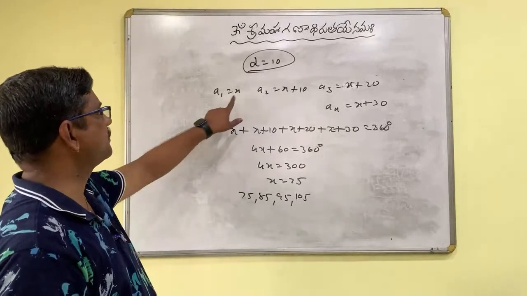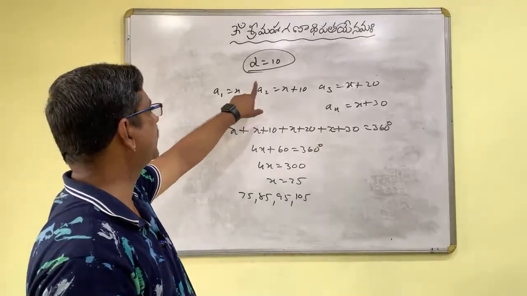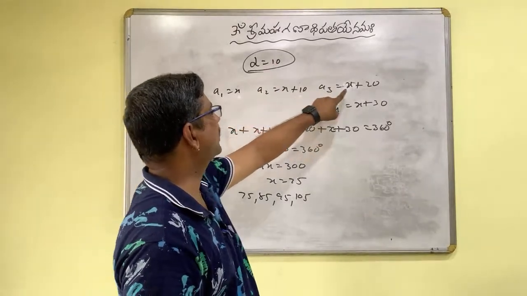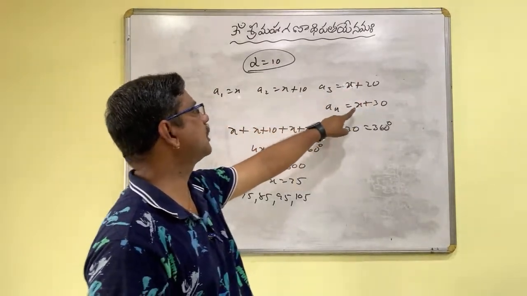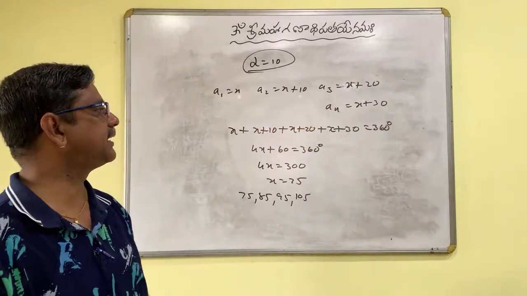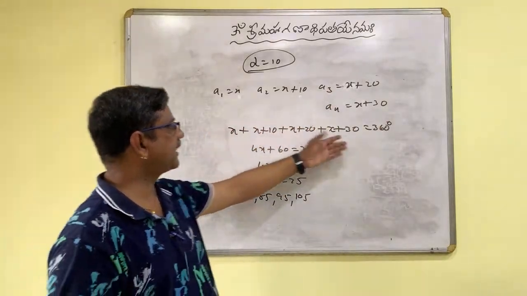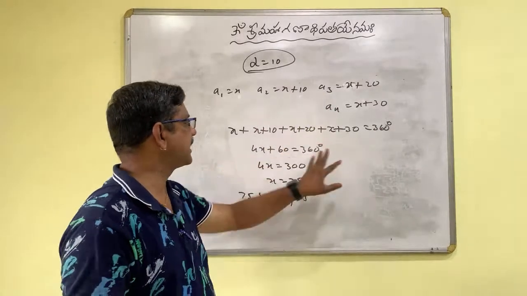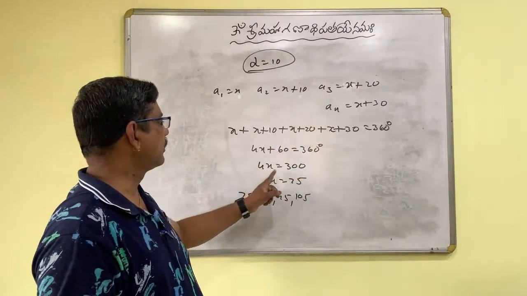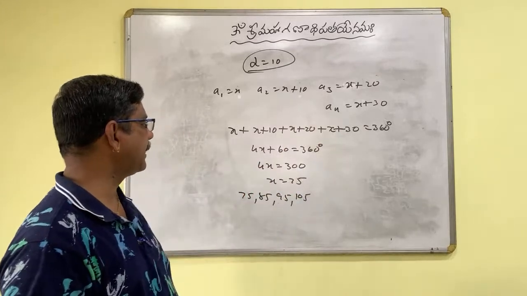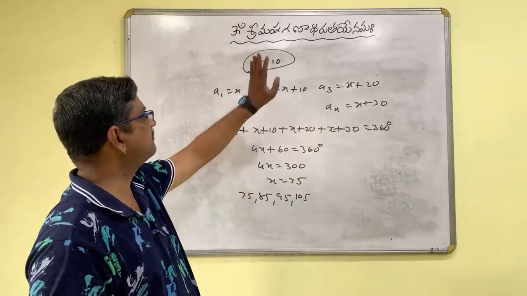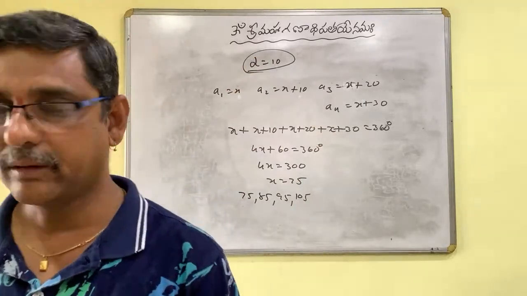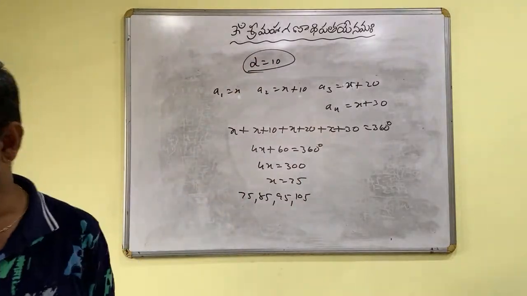So let the first term be x, the second term is x plus 10 since common difference is given 10, third term x plus 20, fourth term x plus 30, because the difference must be 10. So the sum of interior angles is 360. So 4x plus 60, so 4x is 300, x is 75. So since the common difference is 10: 75, 85, 95 and 105. Okay, na?